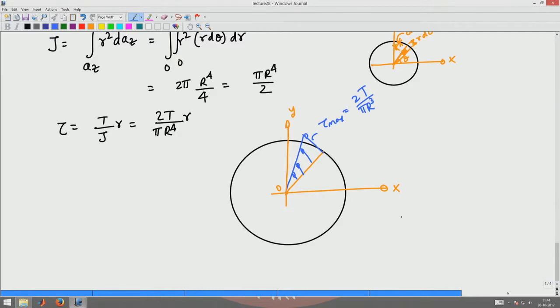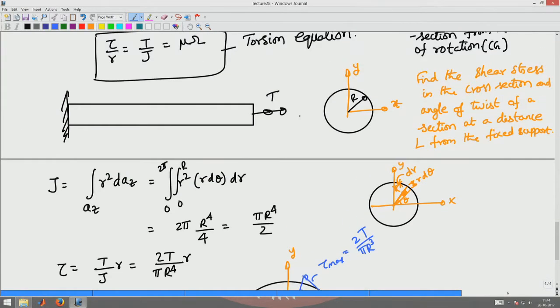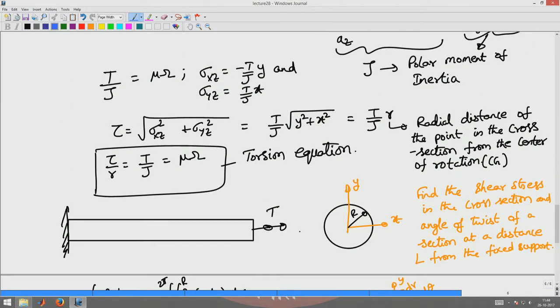Now what is the orientation of this? Here I drew it inclined. Why did I do that? Because now what I have is the magnitude of the shear stress, but the direction of the shear stress will vary depending upon the location, because there are sigma xz and sigma yz components coming in here. Because of these components, the direction will vary. The magnitude of shear stress will remain the same at a given radial distance, but the direction will vary depending upon its x and y location.